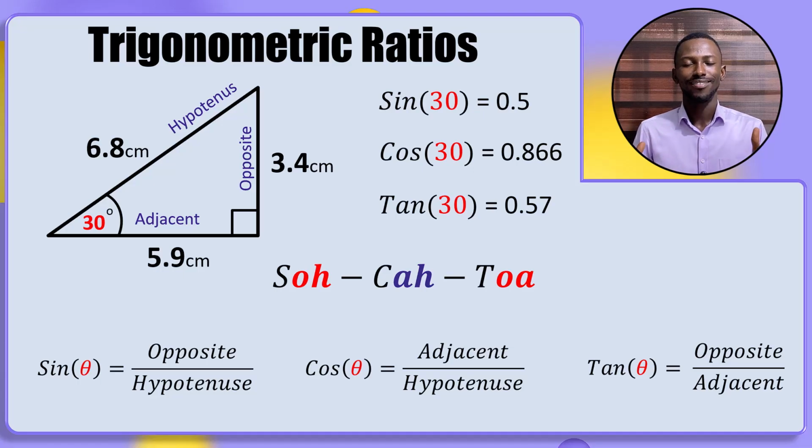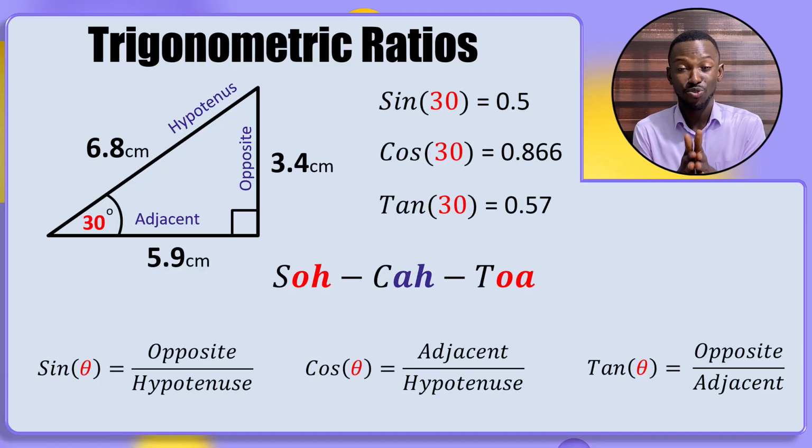SOH CAH TOA. So if you pick the SOH, the big S is sine. Then the OH means opposite over hypotenuse. So if you remember SOH CAH TOA, you know that the SOH means sine theta equals opposite over hypotenuse. Then the CAH is cos theta equals adjacent over hypotenuse. Then the TOA means tan theta is opposite over adjacent. So if you remember SOH CAH TOA, you find it easy to remember the trigonometric ratios.